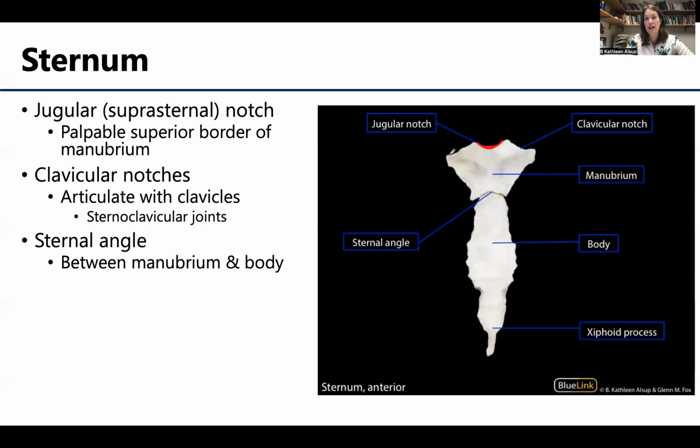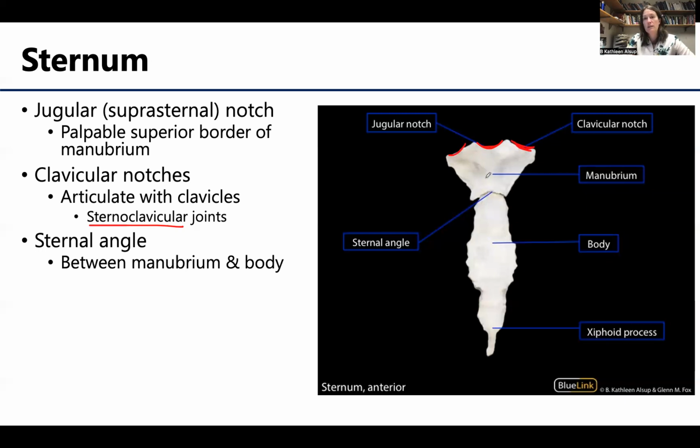And then on either side of that jugular notch, there will be other divots that during life, this is where the medial end or sternal ends of the clavicles will articulate to create those sternoclavicular joints, which is a type of synovial joint that will allow some movement of the clavicles.